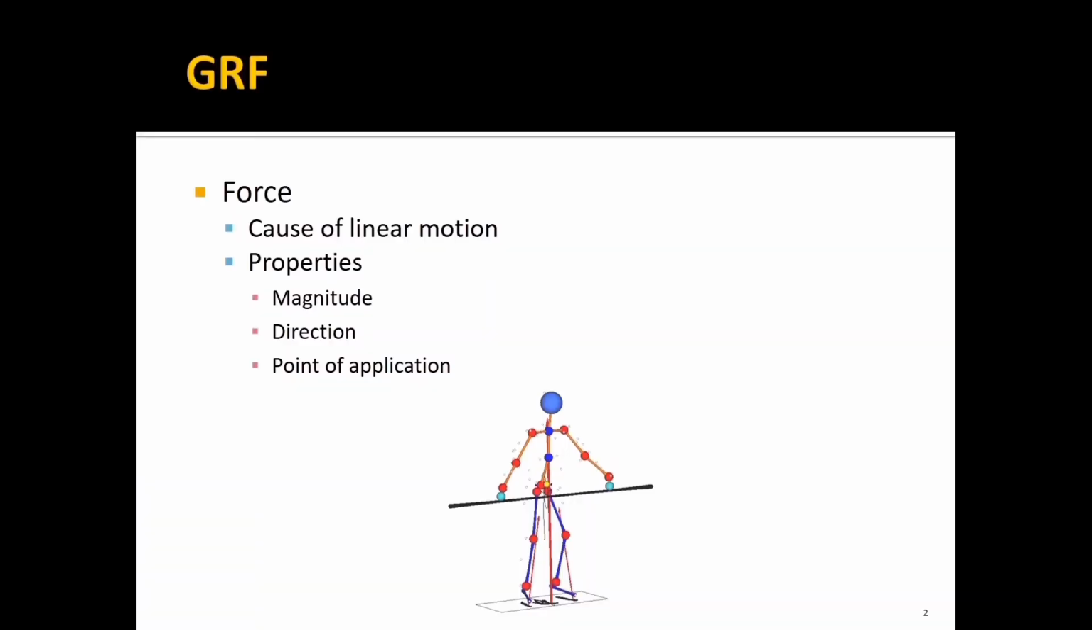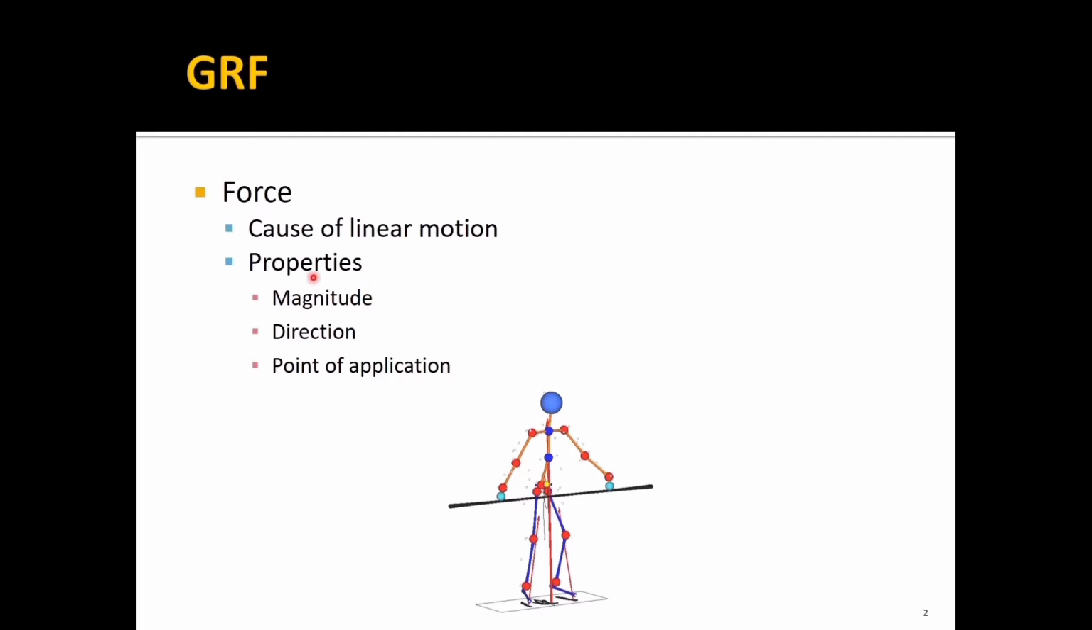Let's take a look at a force. A force is the cause of linear motion. Then there are three main properties of force. The first one is magnitude. So depending on the magnitude of force, the effects of force on the system will be different.